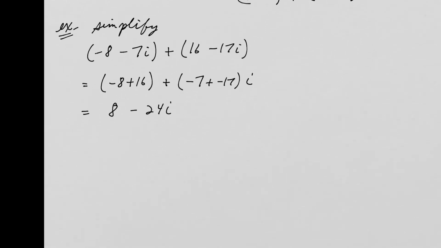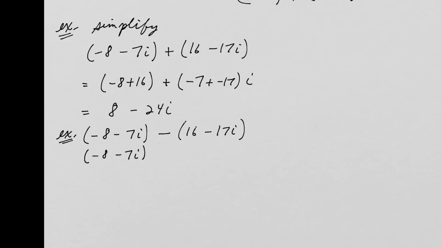Okay, here's another one with subtraction. So -8 minus 7i. Now I'm going to subtract this minus 16 minus 17i. Again, I think it's easier to just distribute in the -1 and add, right? You turn a subtraction problem into an addition problem by adding the opposite. So what I'm saying is I'm thinking of it like this. The first complex number stays the same. And minus I can think of as a plus a -1, and that -1 has to be distributed in. Right, so it multiplies both of these things.